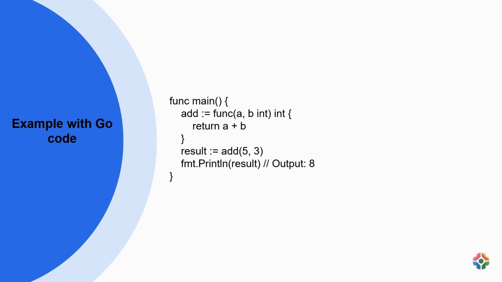Anonymous functions are particularly useful in scenarios where a function is required for a limited scope and reusability is not a concern. In this case, add serves as a simple addition function that is only relevant within the main function. Overall, anonymous functions provide flexibility and convenience, allowing for concise coding in certain situations.